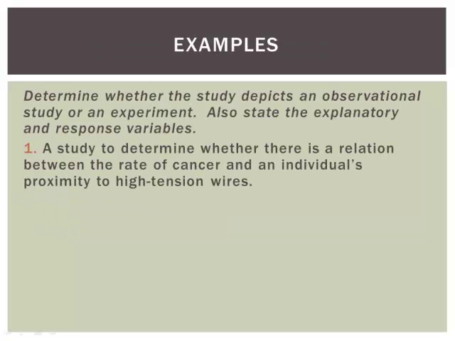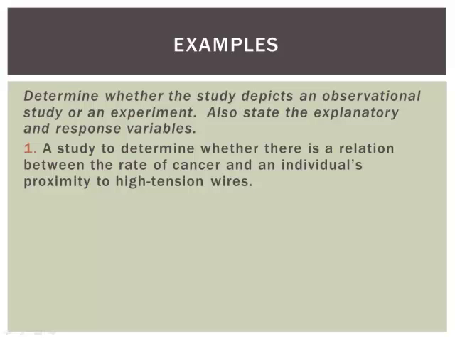So, example here. Determine whether the study depicts an observational study or an experiment. Also state the explanatory and response variables. Okay, so a study to determine whether there is a relation between the rate of cancer and an individual's proximity to high tension wires. So pause the video here and see if you can, I didn't give you a whole lot here, so just based on this, what do you think this type of study is, observational or experiment?